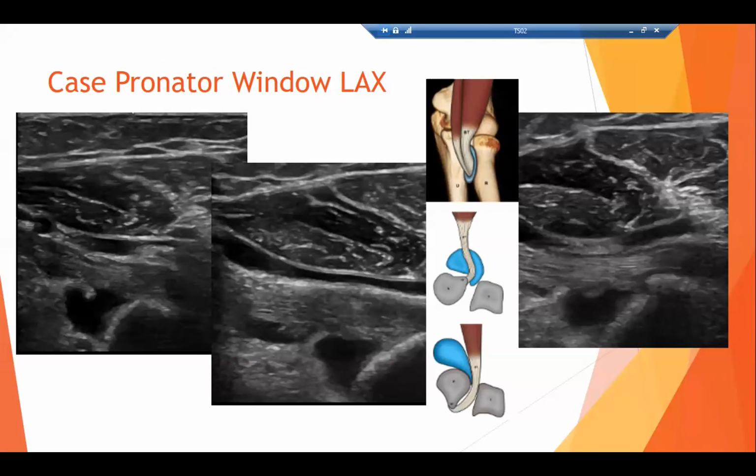And then, you mentioned the spurring changes in that image on the right there. You can see that little irregularity at the radial tuberosity associated with the biceps tendinopathy and what looks to be maybe a little bit of partial thickness tearing. It's very much like a chicken or the egg question.